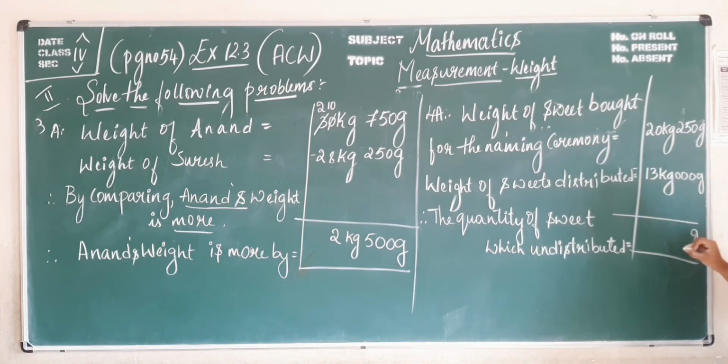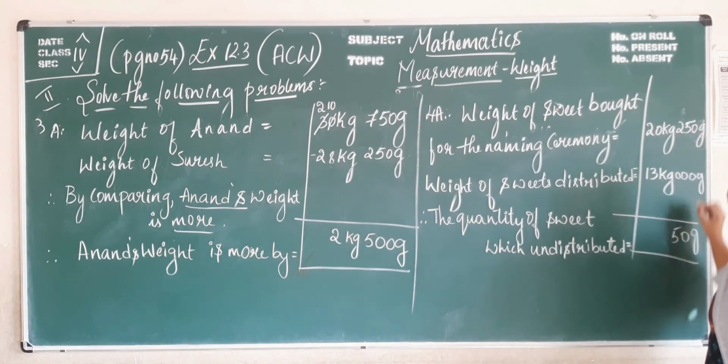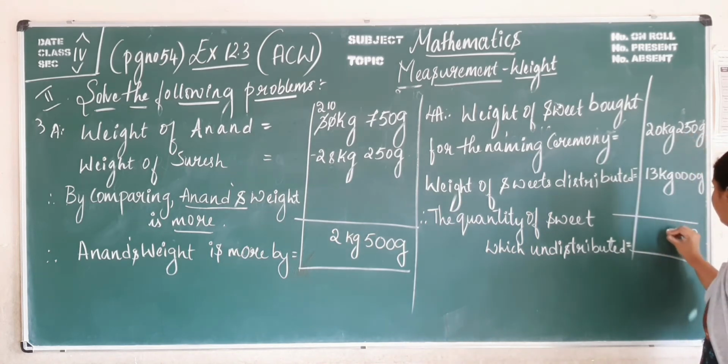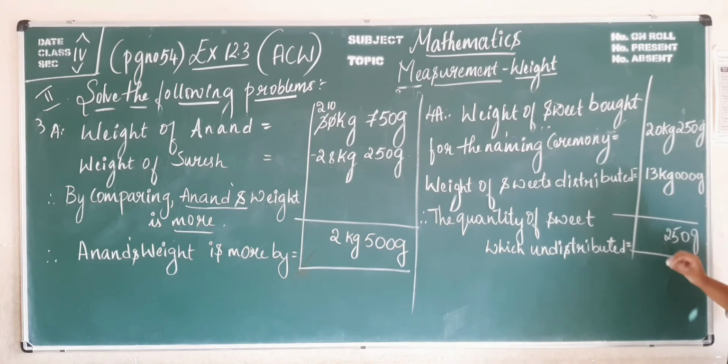What is 0 minus 0? 0. What is 0 minus 5? 5. What is 2 minus 0? 2. Next, what should I write? kg. Very good.